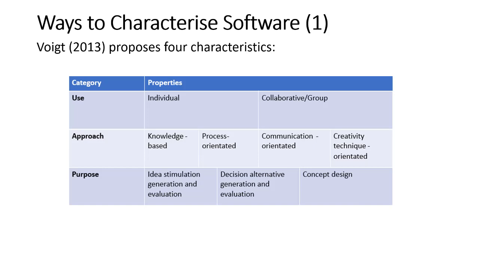The next characteristic of the software is its purpose. In other words, was it designed for idea stimulation, generation and evaluation? Was it designed for decision alternative generation and evaluation? Or was it designed for concept design? If you don't know what these mean, they are discussed more in this paper which is being referenced here. Now, the part where it's talking about idea stimulation, generation, and evaluation, we'll actually be expanding upon quite a bit more later in the video.